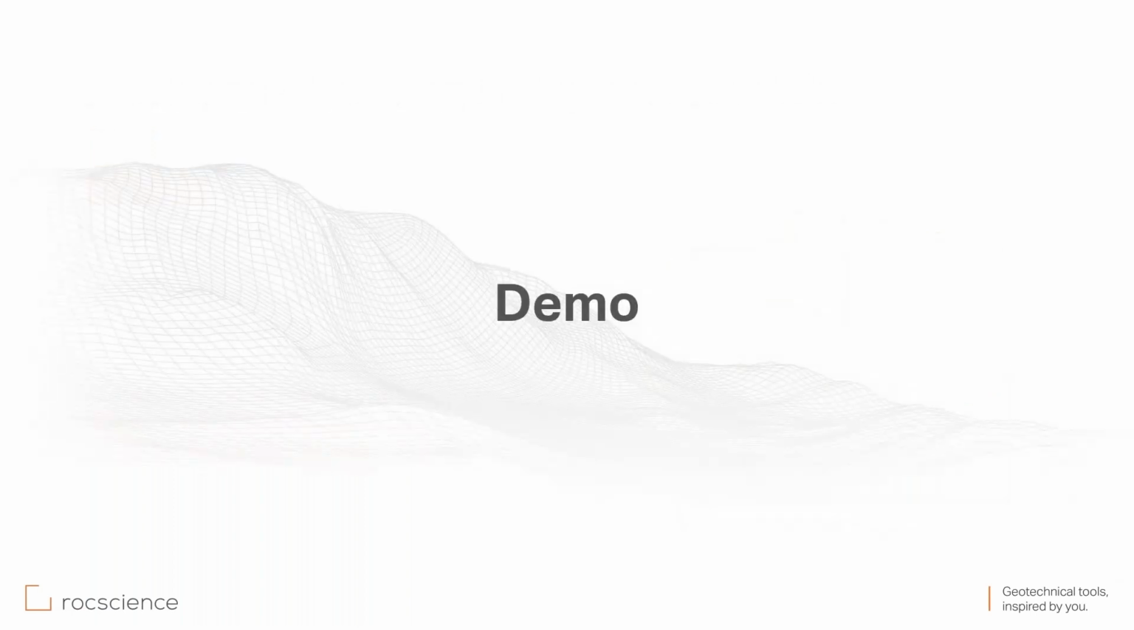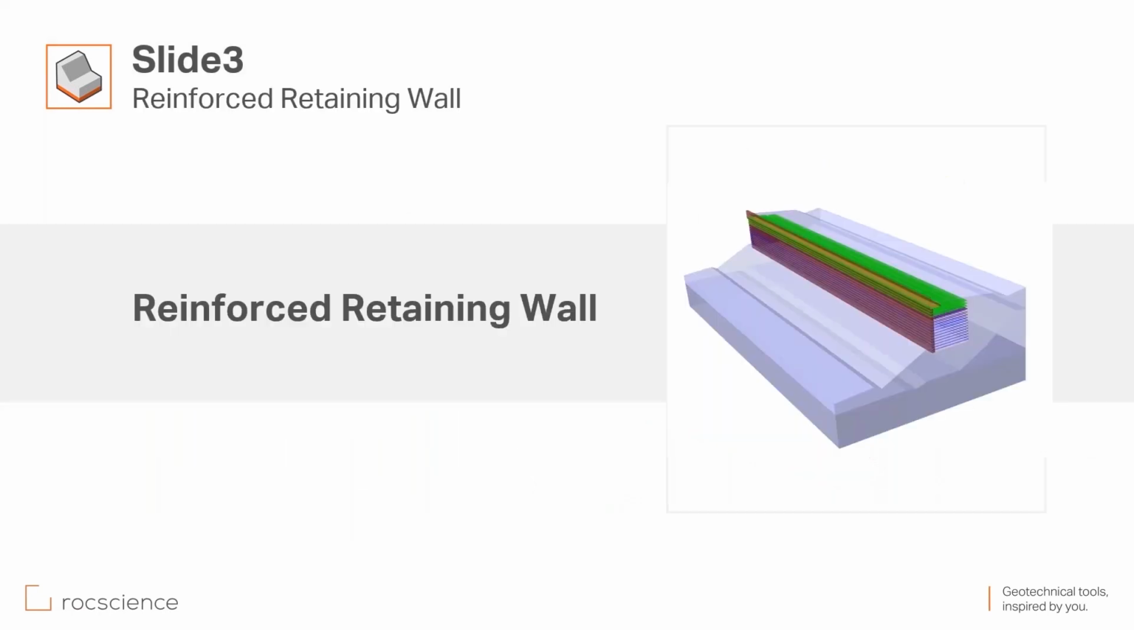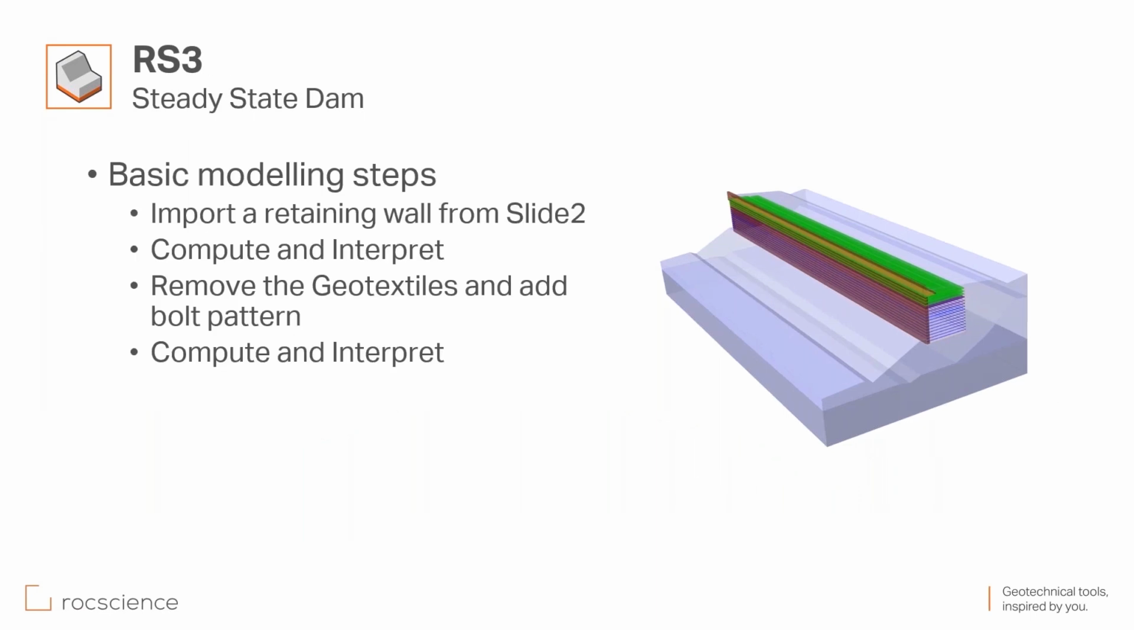Okay. Let's start the examples for support. We have two examples for the support: a geosynthetic retaining wall, and a landslide. For the geosynthetic retaining wall, we're going to import a model from Slide2 where we define the reinforcement in the Slide2 software. We're going to compute and look at the results. Then I'm going to remove the geosynthetic reinforcements, add a new pattern, like a bolt pattern for the reinforcement, and compute again.